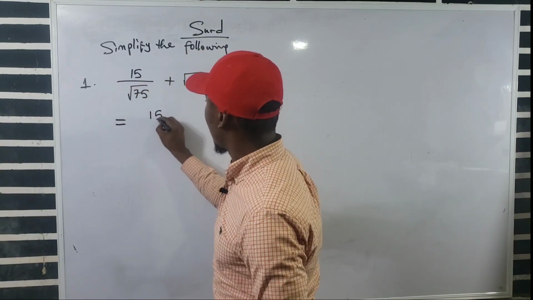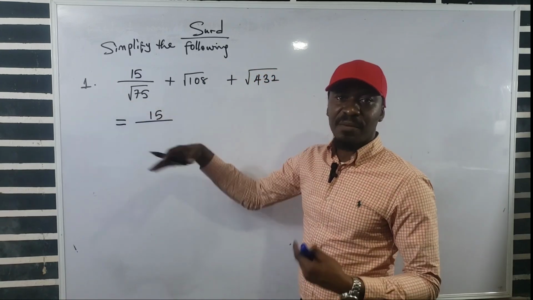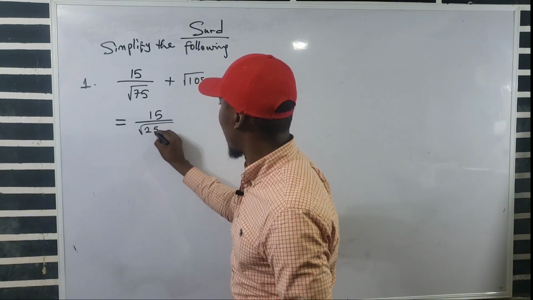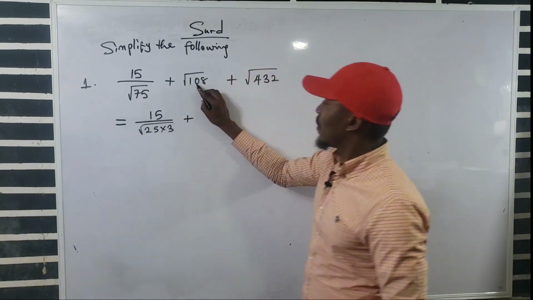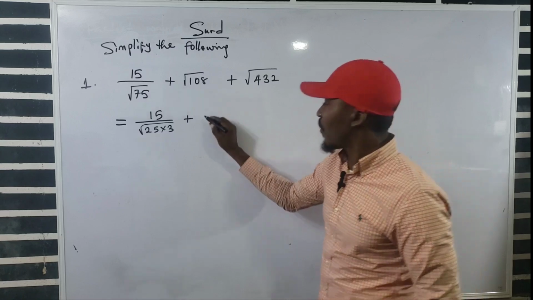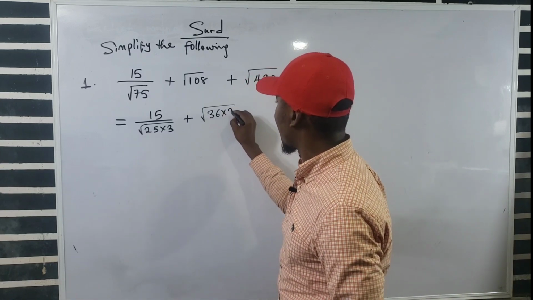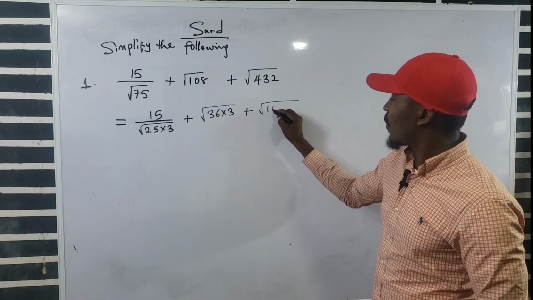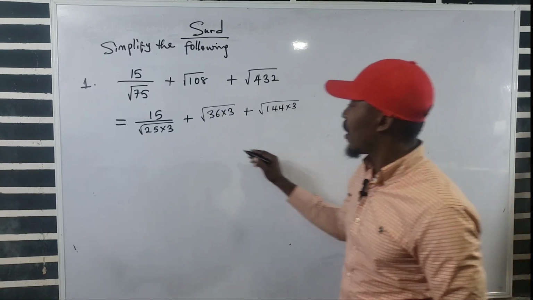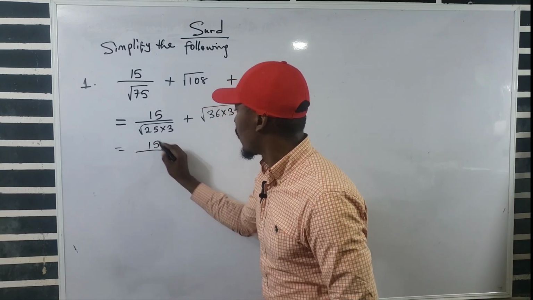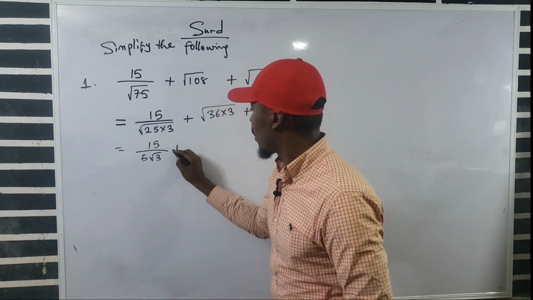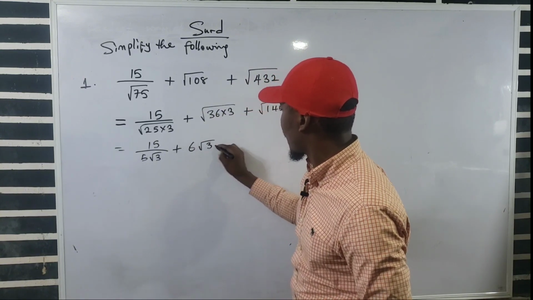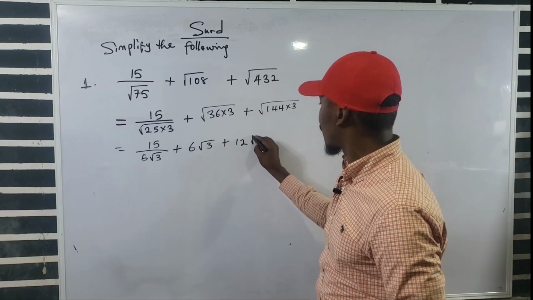So this will give us 15 over root 75, express it in basic form. So that will give us root 25 times 3, plus root 108, express it in basic form. That will give you root 36 times 3, plus root 432 in basic form, root 144 times 3. Okay, so this will give you 15 over 5 root 3, plus 6 root 3, plus this one will give you 12 root 3.